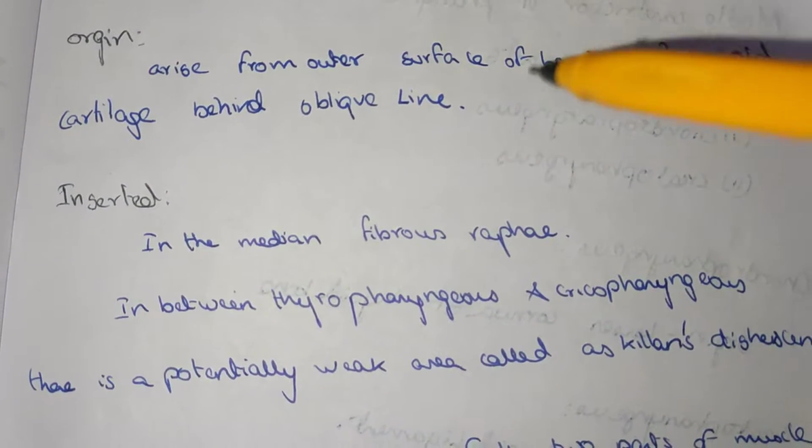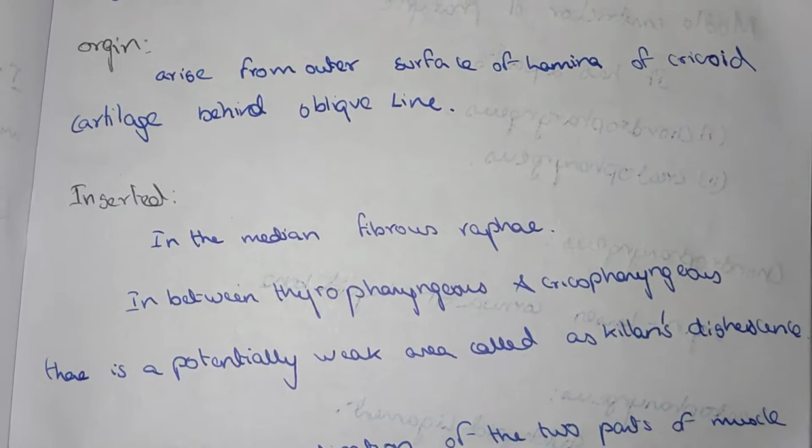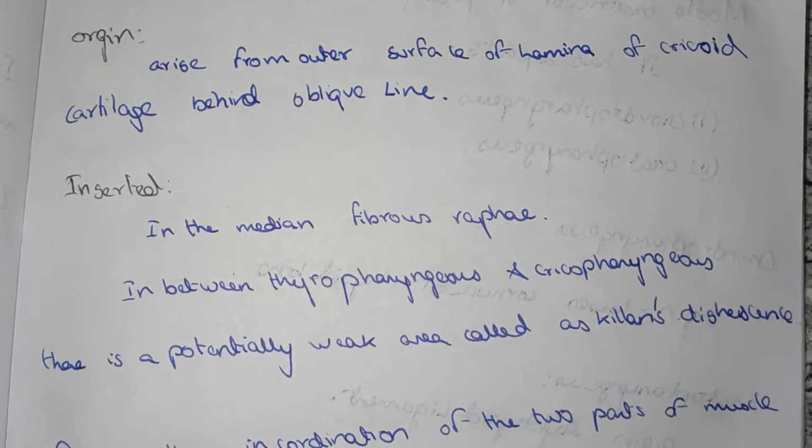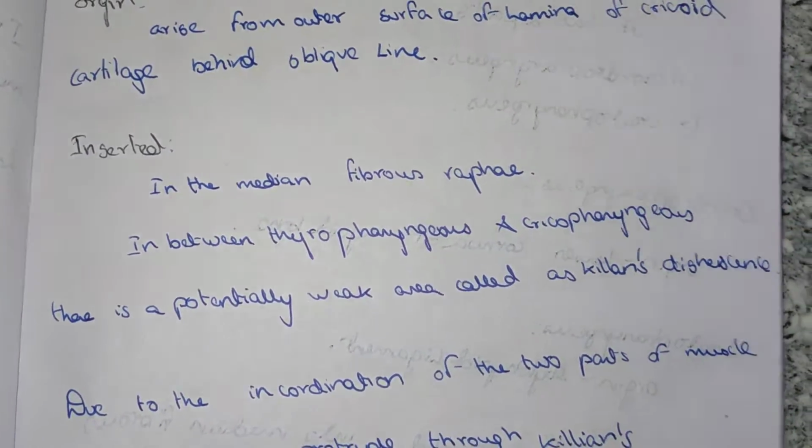The origin is from the outer surface of the lamina of the cricoid cartilage behind the oblique line. Inserted in the median fibrous raphe.